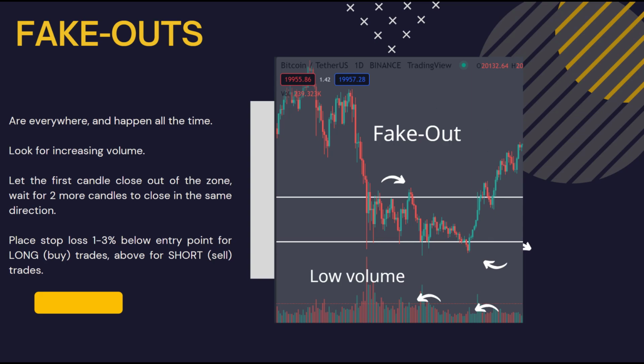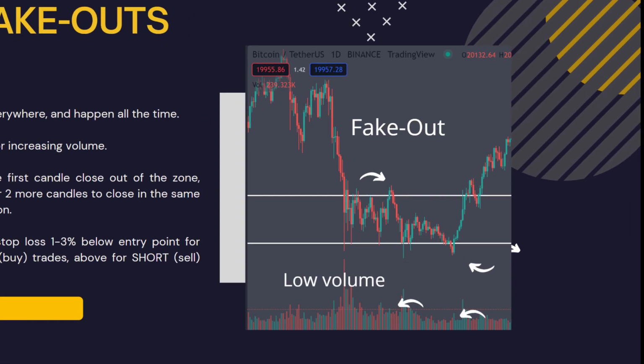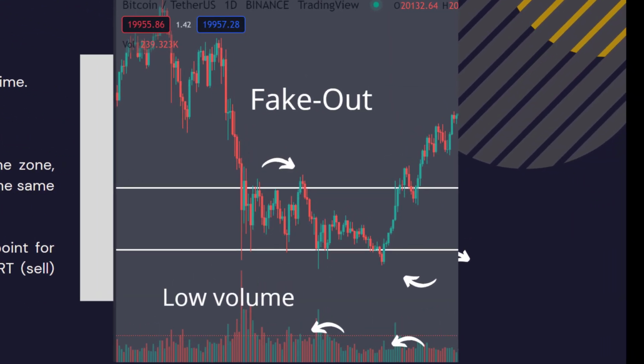To spot a fake out, first, we look at the volume. Is the volume increasing as the trend is breaking out over multiple candle closes? Next, we wait for the third candle to close outside of the zone to confirm that we are heading in that direction. As we can see here in the summer of 2021, Bitcoin had 2 deviations, which trapped most traders.